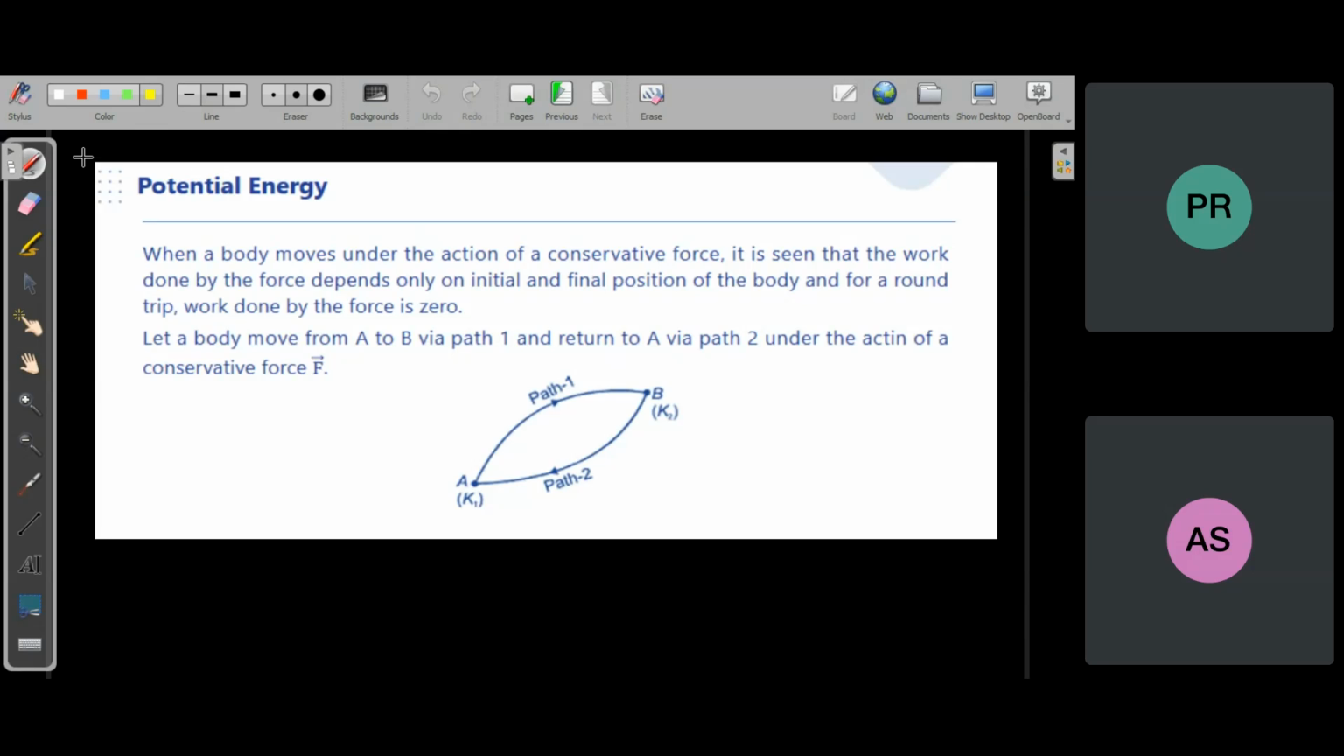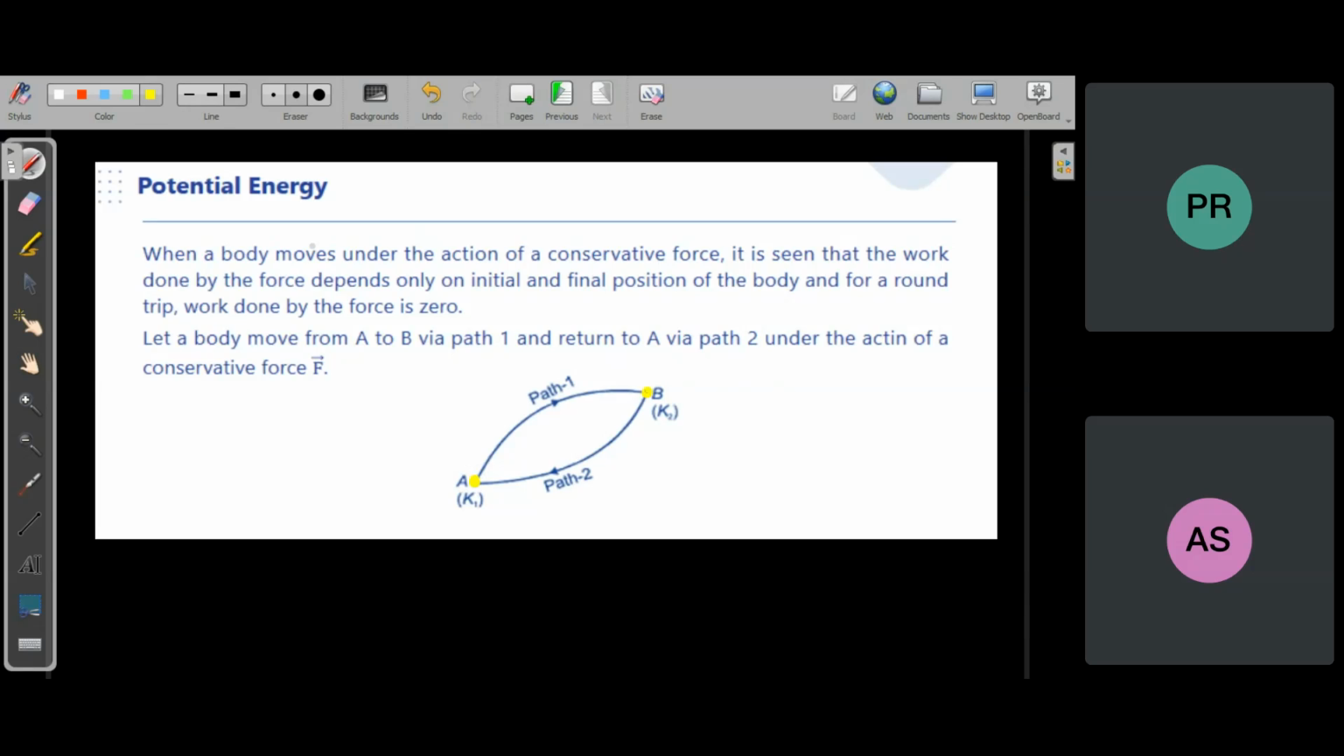For example, gravitational force is a conservative force, so there is gravitational potential energy. Electrostatic force is conservative, so there is electrostatic potential energy. A spring force is a conservative force, so there is spring potential energy. You will never find frictional potential energy, because friction is not a conservative force, so there is no potential energy associated with it.